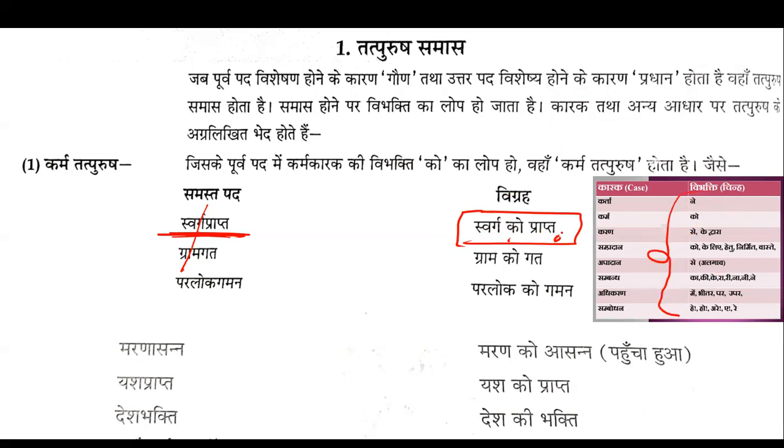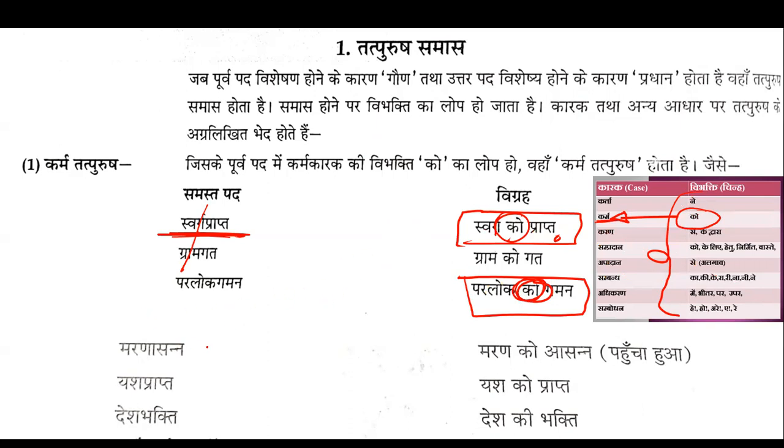So Swarg ko Prapt. And the next thing you have to check is, what kind of karak is ko? You can see ko is here and this is karm karak. So this will be Karm Tatpurush Samas. As simple as that. If they give you Parlok ko gaman and you have to give me the samast pad, you can see that this is ko. So immediately, this is Tatpurush because this comes under the Karak table. And you will know it's Karm Tatpurush because you can see that it is Karm here. So Parlok ko gaman is Parlok gaman.